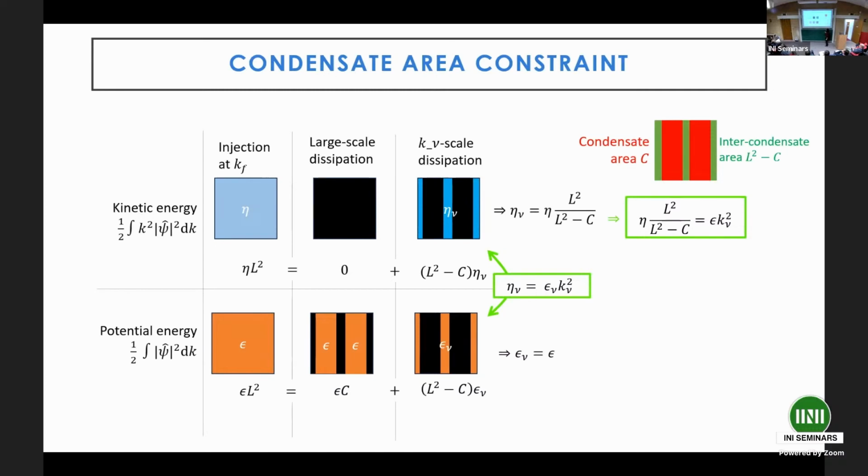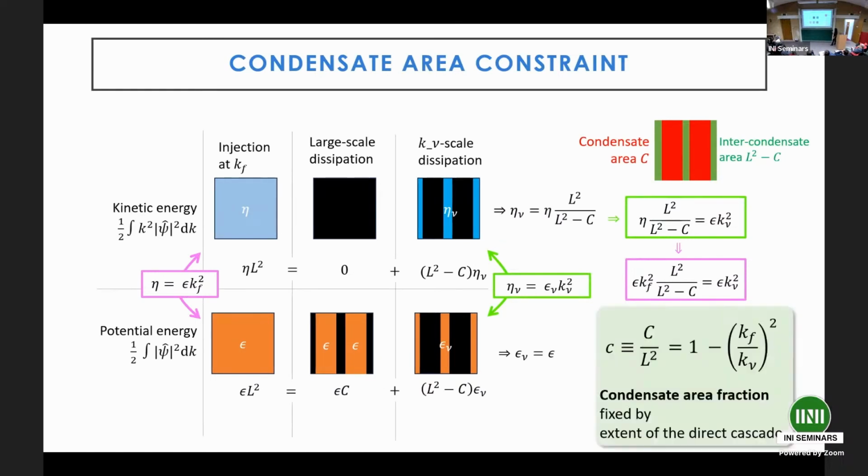Then you can also recall that the connection between the kinetic energy and the potential energy is by this k nu squared, so you can relate the two. This is also true at the injection, because I'm injecting at a particular scale. Put together, these give me the constraint that this area has to be such that the potential energy that gets dissipated at small scales is exactly equal to this epsilon nu. This gives me the constraint on the area of the condensate, which has to be 1 minus kf over k nu squared.